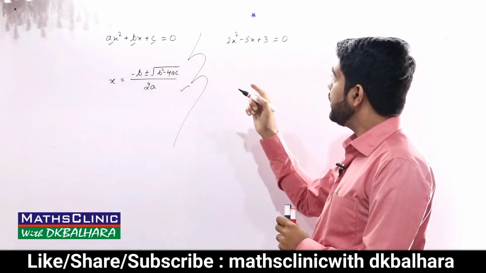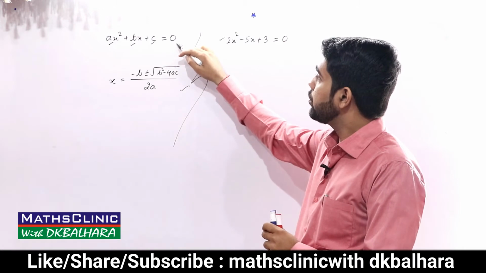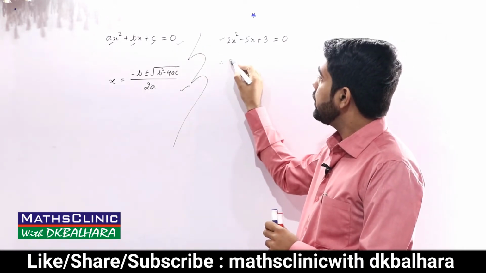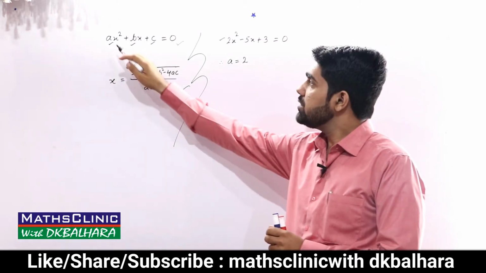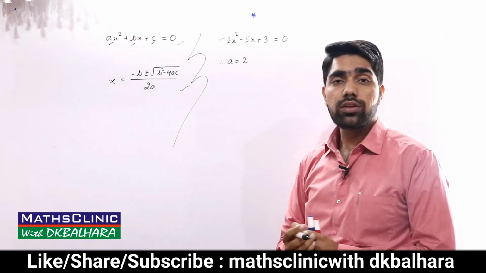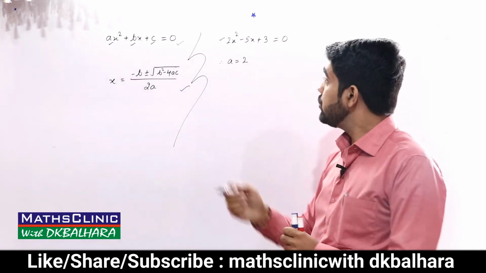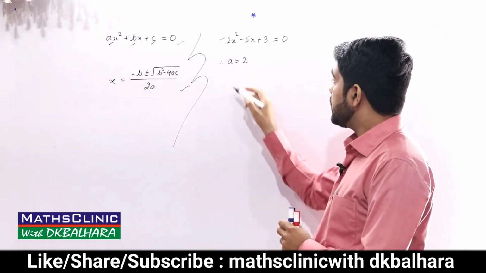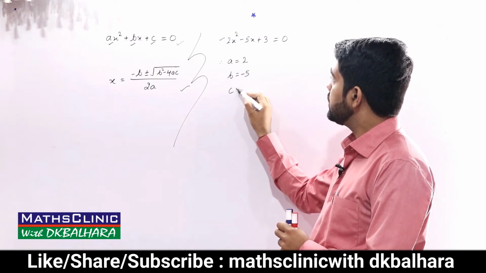Now by comparing the given particular quadratic equation with the general form of quadratic equation, the value of a will be, therefore, a will be equal to 2. Why a is 2? Because a is the coefficient of x square in general form, and 2 is the coefficient of x square in particular quadratic equation. Similarly, the value of b is minus 5 and the value of c is 3.